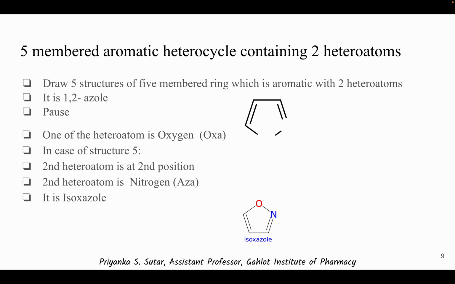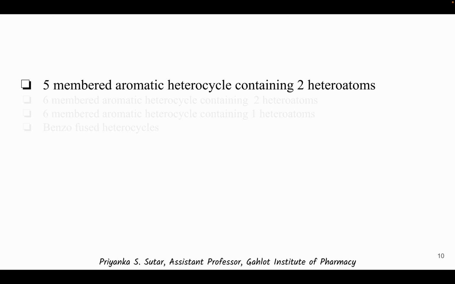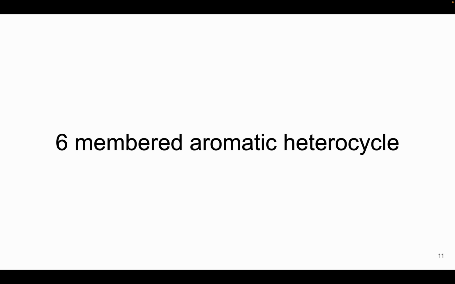So it is an isoxazole, whereas you can see oxazole is 1,3 azole, and isoxazole is 1,2 azole. Okay, now we have learned the 5-membered aromatic heterocycles which contain 2 heteroatoms. Moving on to the next category, that is the 6-membered aromatic heterocycles.